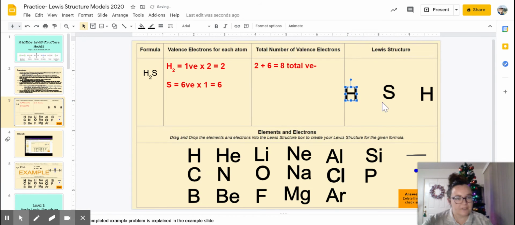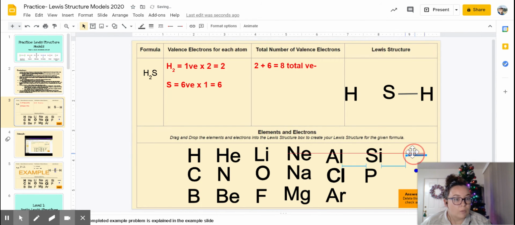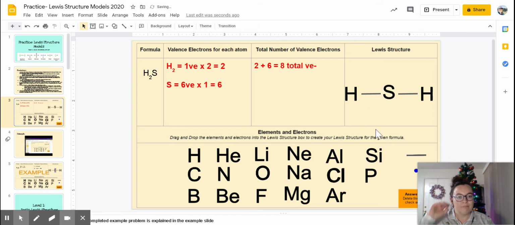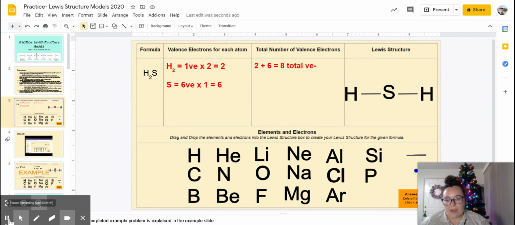I've identified my central atom. I'm now going to add a single bond between the central atom and what we call the terminal atoms, terminal meaning the outside. There we go. I've done step 2 and added my single bonds. Now I do step 3. Step 3 is to calculate the remaining number of valence electrons we have to work with.